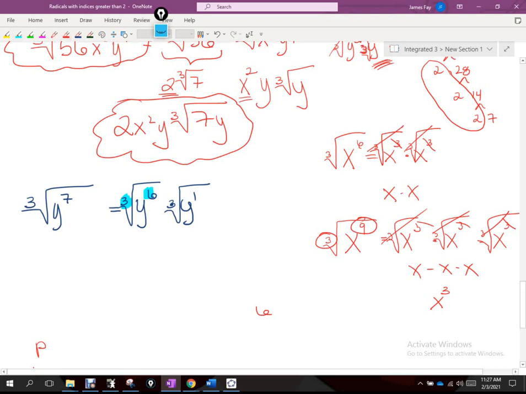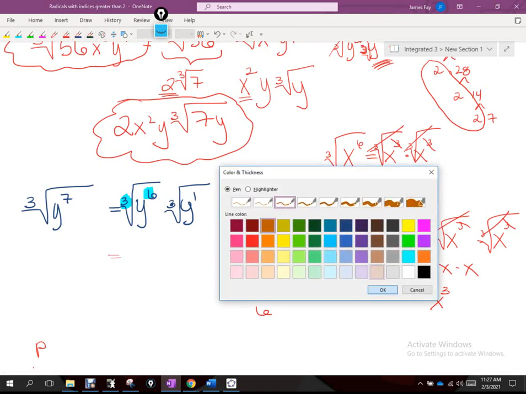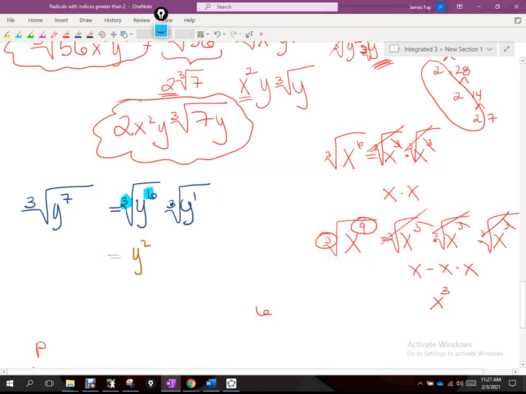What's 6 divided by 3? 2, right? So I can rewrite this then as y squared outside the radical. And now here, nothing cancels. Okay, because when this number here is less than the index, it was less than 3 in this case, there is no cancellation, there's no simplification. So it just stays the cube root of y.